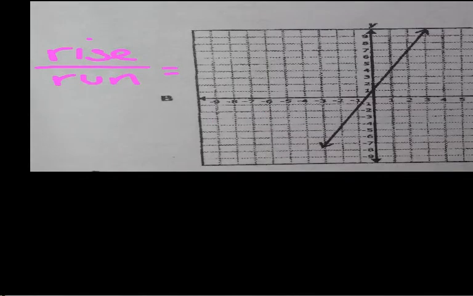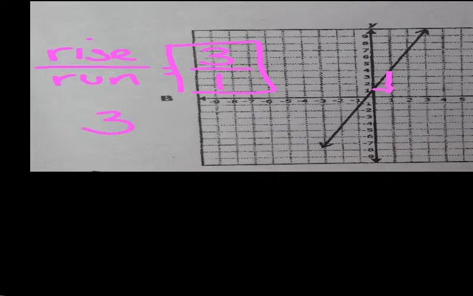Let's look at B. I'm sorry, let me do that again. It's not 4, it's 1, 2, 3. And then your run is 1. 3 over 1, of course, gives you 3, which is what we're looking for.